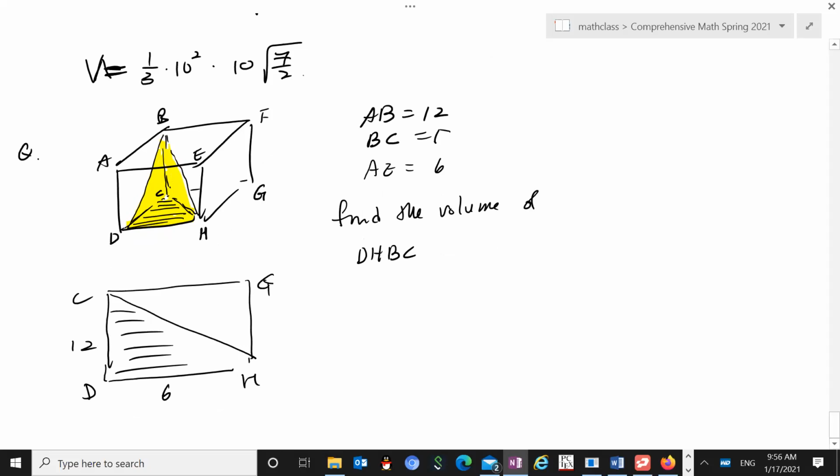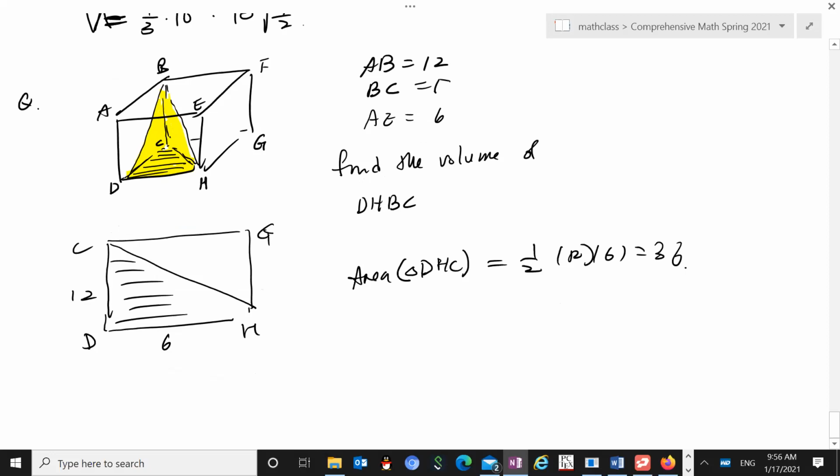So now you find the area. The area of the triangle DHC is going to be half of 12 and 6. That's 36. So that gives the base area. Then you know the height, then you find the volume. So the volume is going to be 1/3 the base area, 36. The height is BC, which is 5, and you multiply this out.